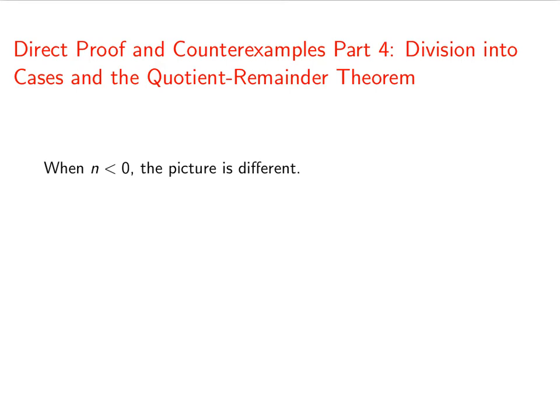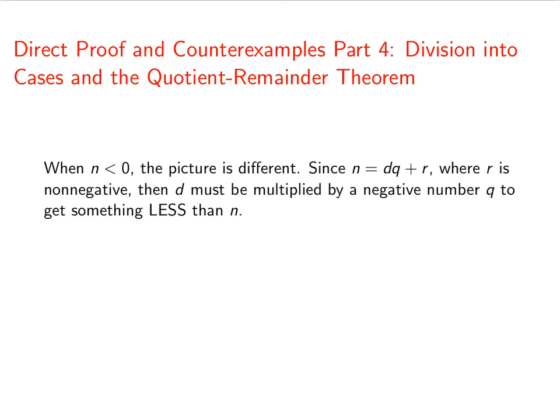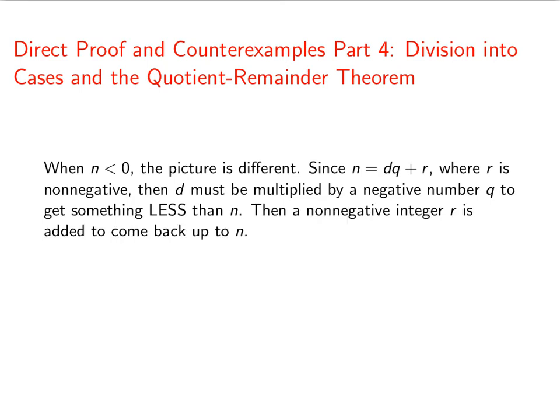Now when n is less than 0, the picture is actually going to be different. Since n is equal to dq plus r, and r has to be non-negative, then we have to multiply d by a negative number q to get something that's less than n. Then we have to add a non-negative integer r to come back up to n. All right, so here's the picture.